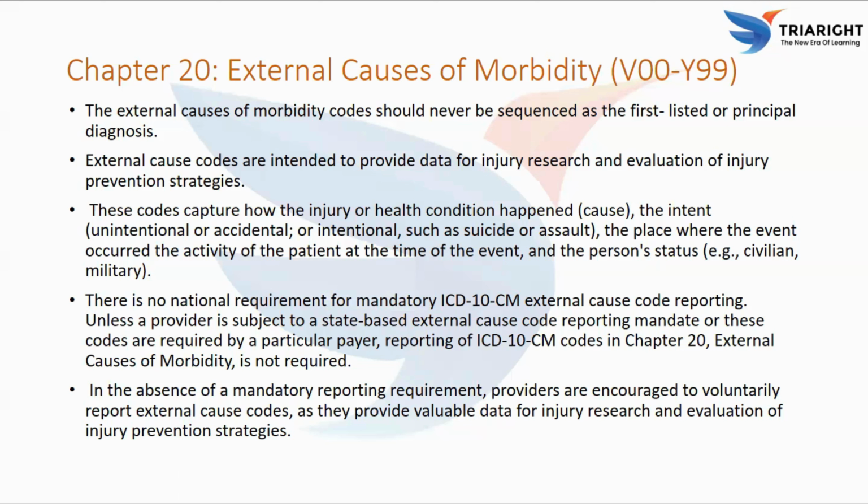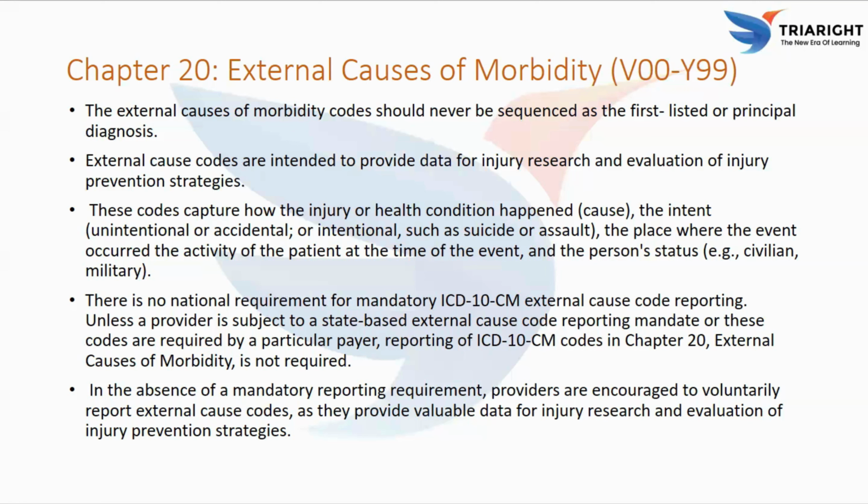So what is the sequencing rule for external causes? External cause codes should never be listed as the first listed or principal diagnosis. Always code the nature of the injury or the condition first, for example, fracture, burn or concussion. And next, the external cause code, so how the injury happened. For example, there is a fracture of the femur, so it is assigned as the principal diagnosis code S72.001A. And next, the fall on the stairs is the external cause, which is assigned as a secondary diagnosis code. The code is W10.9XXA.